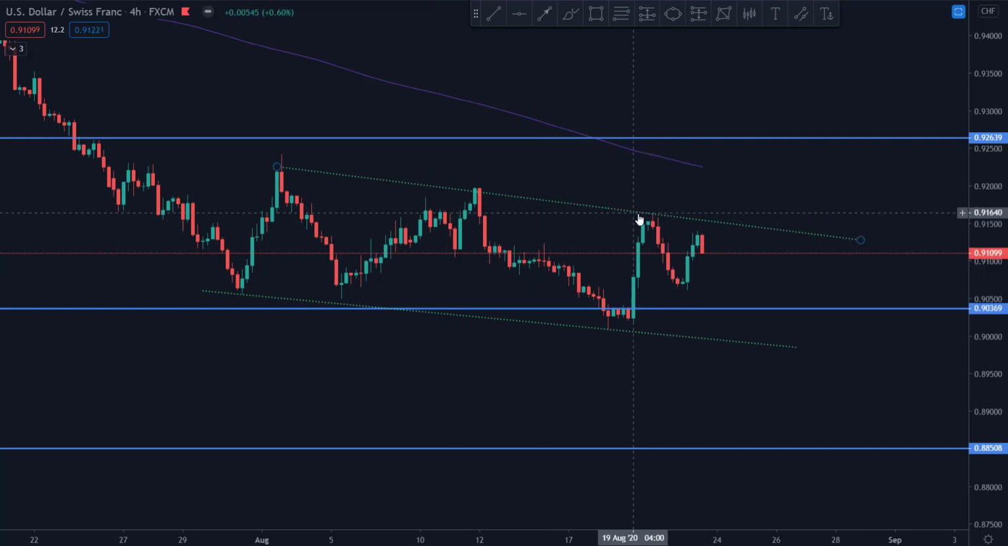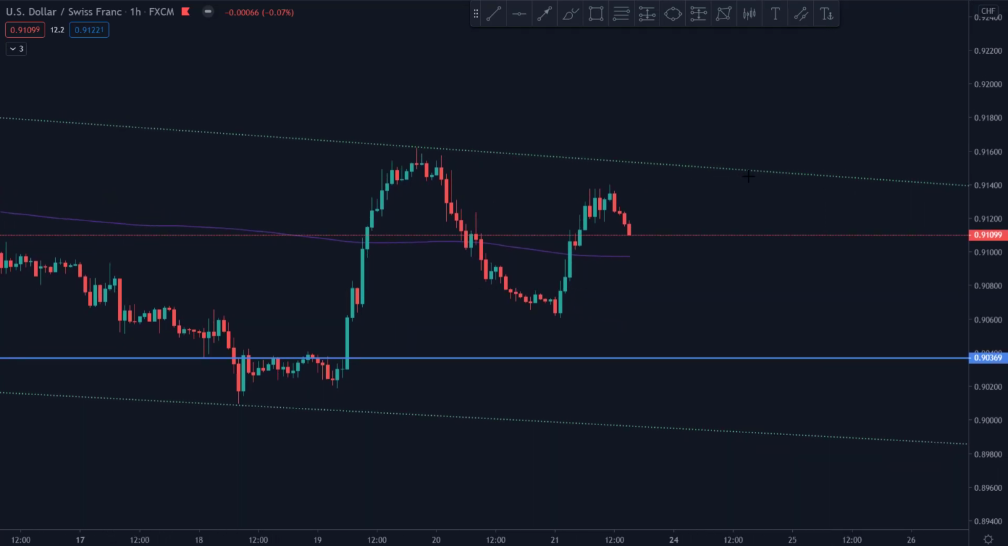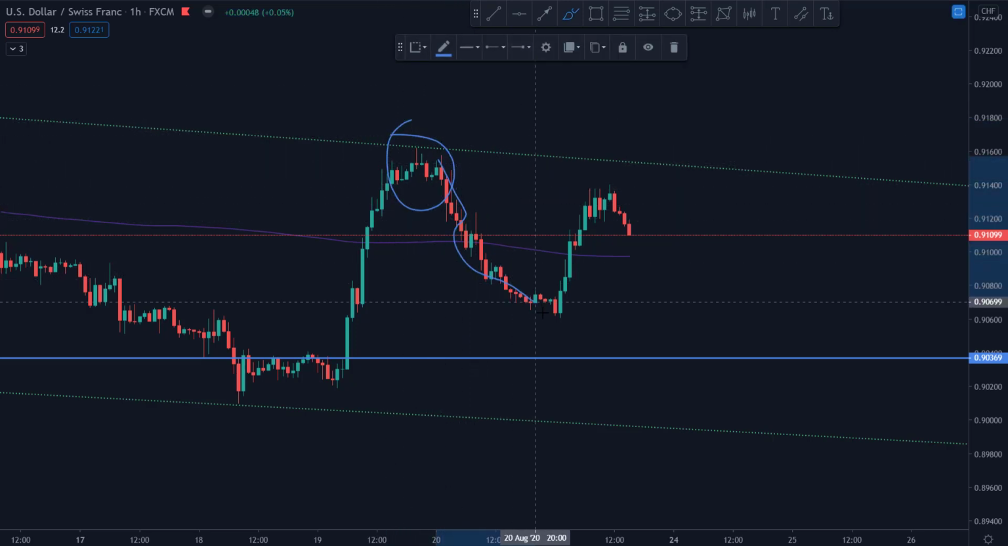impulse and then a little retracement again. And let me show you this in 1 hour and you will see this clearly. As you can see, it was this touch, and after that the price just goes down, retracement again, this beautiful bearish engulfing candle, as you can see.